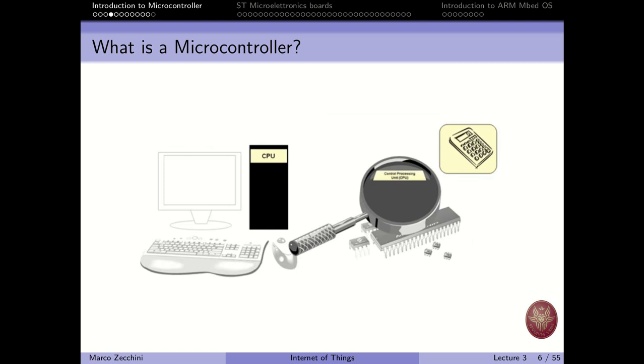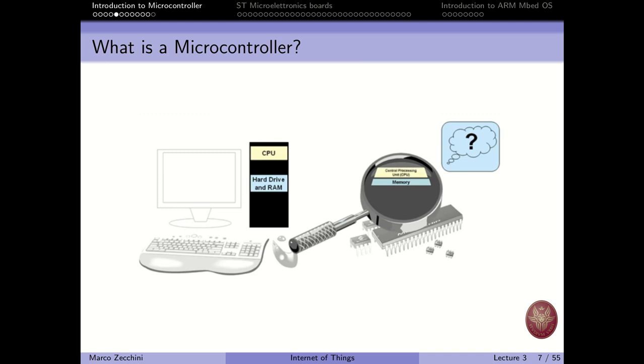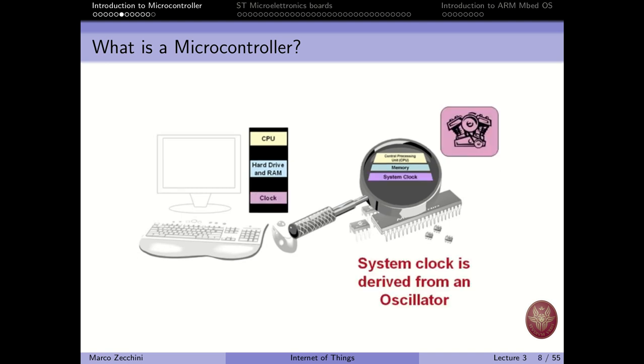It has a central processing unit, which is the core of the microcontroller, and its main task is the same as our computer, which is to execute computations and so on. We have memory, of course, where we have both data memory and program memory. Program memory is the memory that the microcontroller continuously executes in order to achieve its tasks. As in our desktop PC, we have a clock, which is the engine of our computer and gives us the time for executing the computations. It's present also in the microcontroller, and it's derived from an oscillator, usually a crystal oscillator.